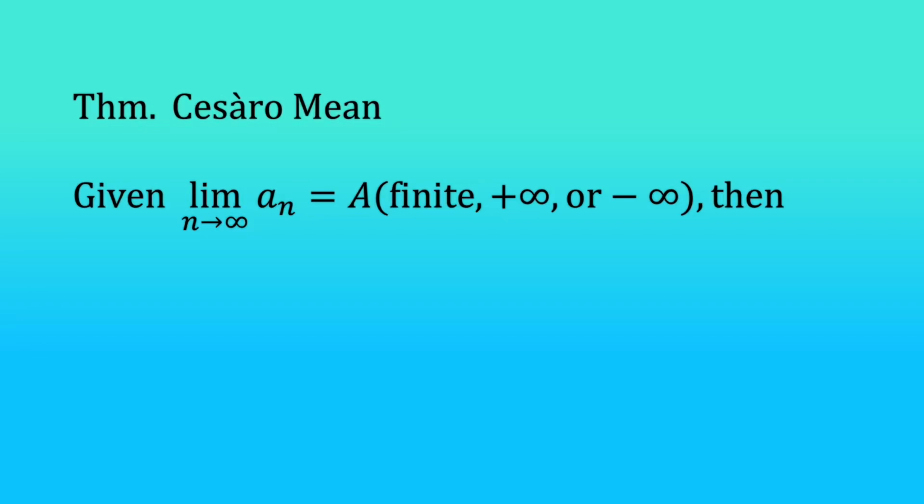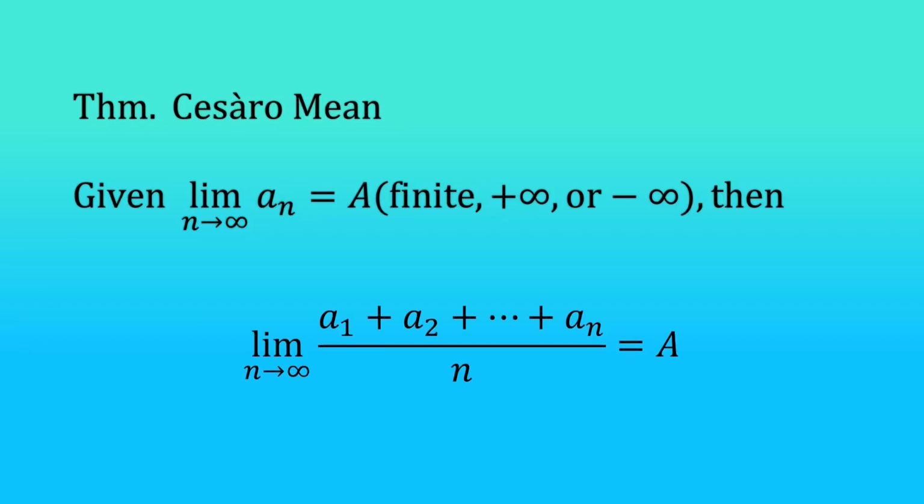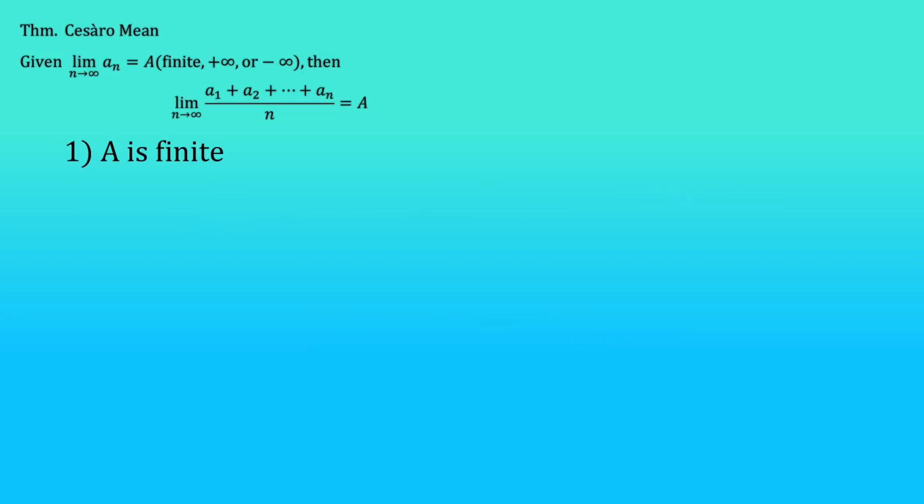Hello everyone! Today we will prove the Cesàro mean in three different cases, namely when the limit a of the sequence a_n is a finite number, plus infinity, or minus infinity. Let's start by considering the case where a_n converges to a finite number.